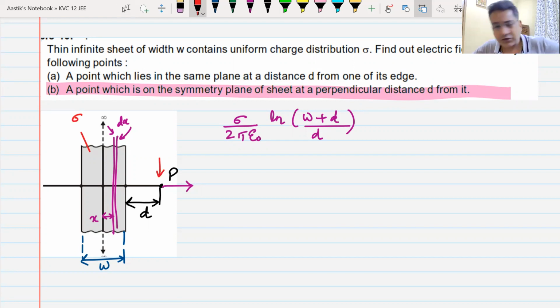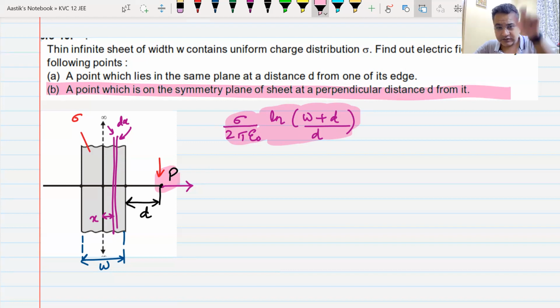So we did not do this question. There was no point of doing it. We had only seen the result for this question, and the electric field at this point P will be given by this formula, where D is the distance of this point from the edge. You just need to draw this diagram and write the result. It will be sigma by 2 pi epsilon naught into natural log of (W plus D) by D. So that is the only thing that you have to remember.